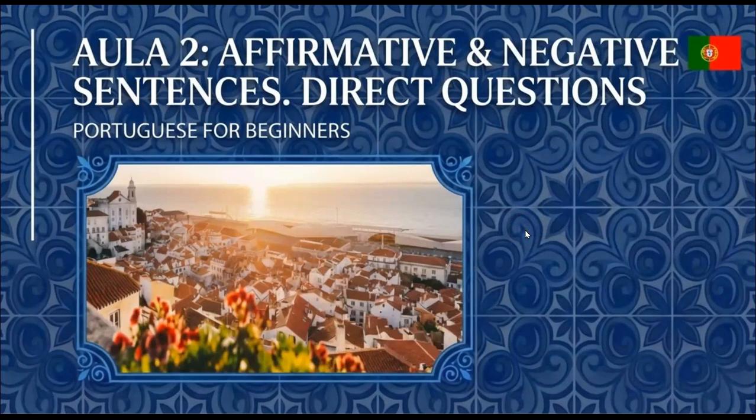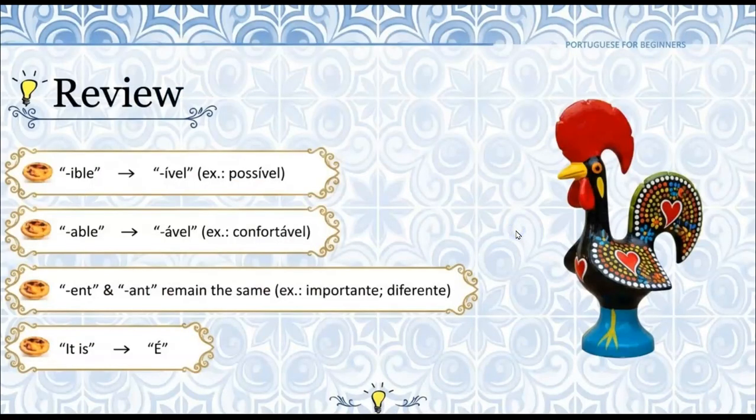Aula 2, Lesson 2. Affirmative and negative sentences and direct questions. In this class, we are going to look into how to create affirmative and negative sentences and the structural difference between the two. We are also going to learn how to make direct questions. Let's review what we learned in the first lesson.